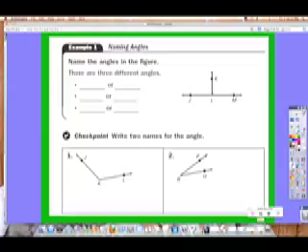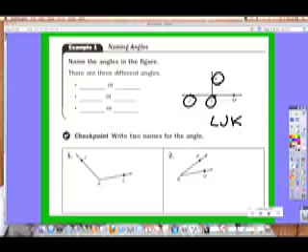Watch. If you trace it, let me change up the colors. Start at L, go to J, and then K. It's a different angle. So use those letters, but change the order of it. You want to try again? MLK. MLK would totally work.